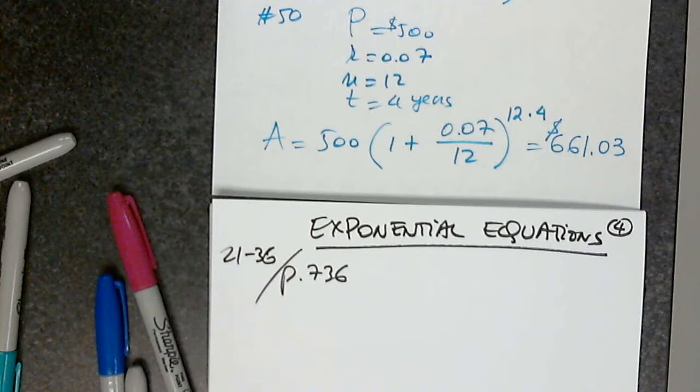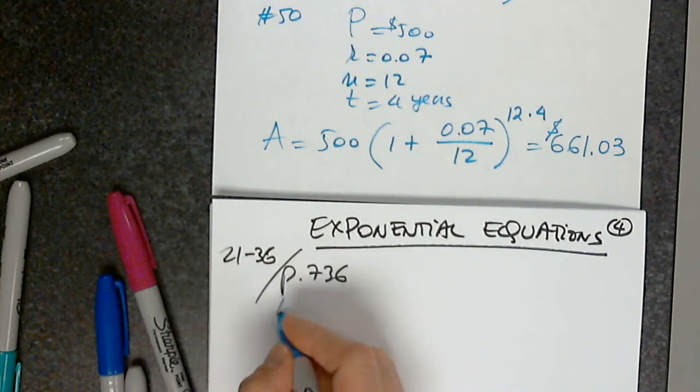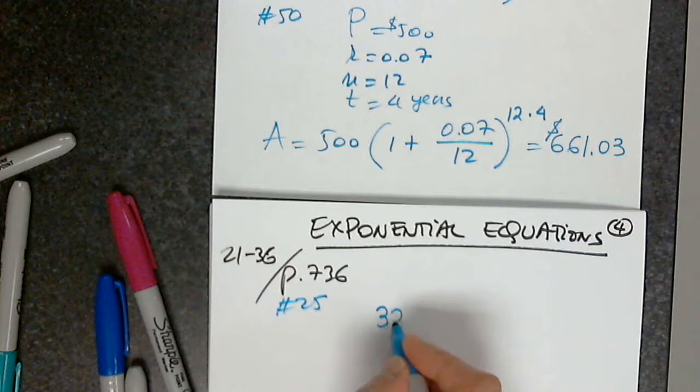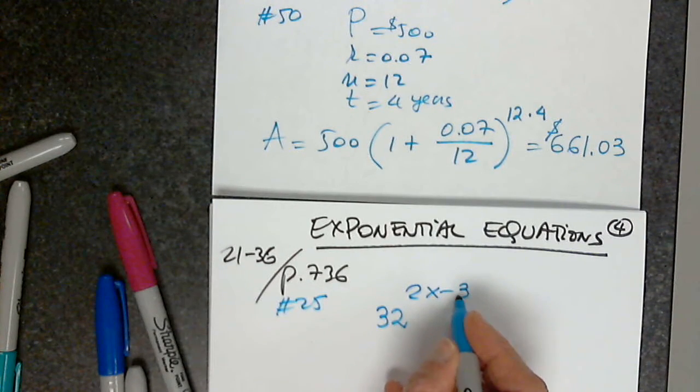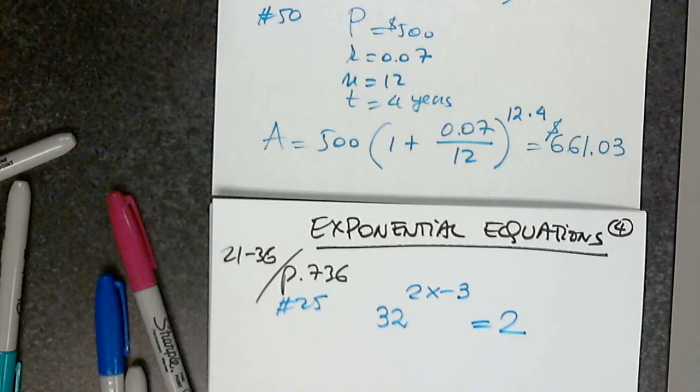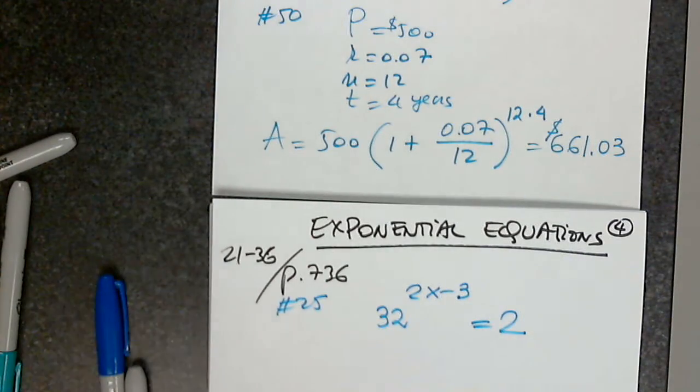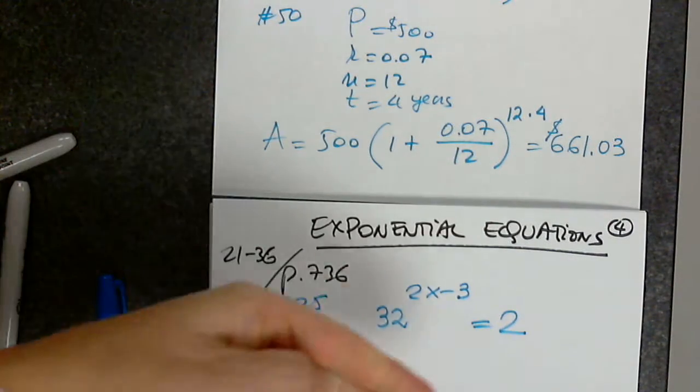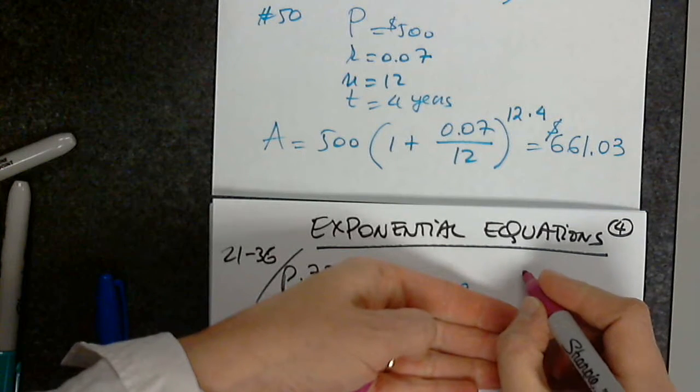I'm going to start with 25. 32 raised to 2x minus 3 equals 2. Before, is this an exponential equation? Yes, because the variable is the exponent. Very good. Now, before we even look at this problem, I like to look at this.